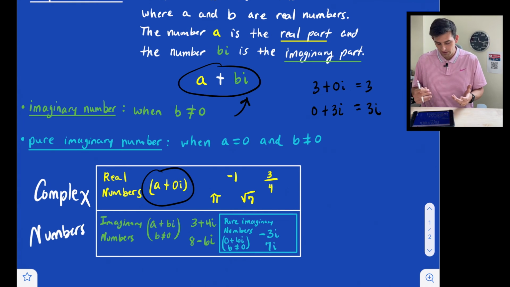And then our pure imaginary numbers, that's when b is not 0, but a is 0, right? We looked at that just a second ago, but that's going to be numbers such as -3i, 7i, things like that, where the real part has canceled out and we're just left with that imaginary part, okay? So this video is just an overview of what is a complex number.